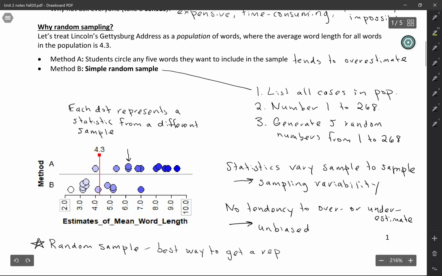It's the best way to get a representative sample. We want a sample of words that's representative of the population, and the best way to do that is with random sampling. So obviously sometimes this isn't possible. It's not always possible to get a simple random sample, but in those cases you're going to have to work extra hard to ensure that your sample is actually representative of the population. Otherwise, you're not going to be able to generalize your conclusions.